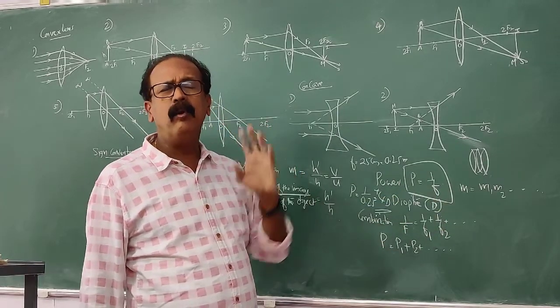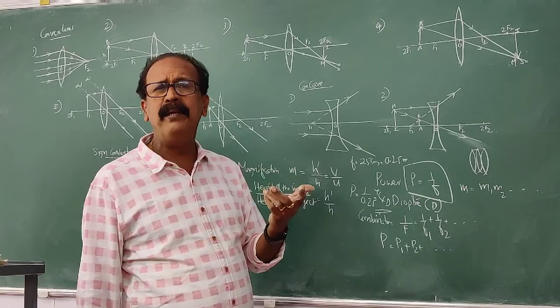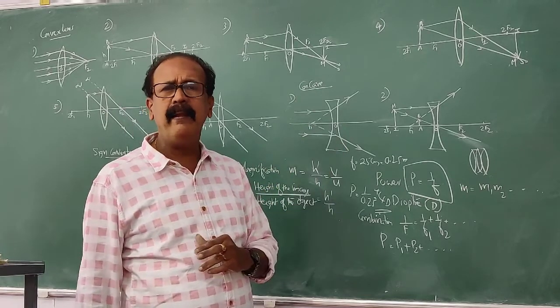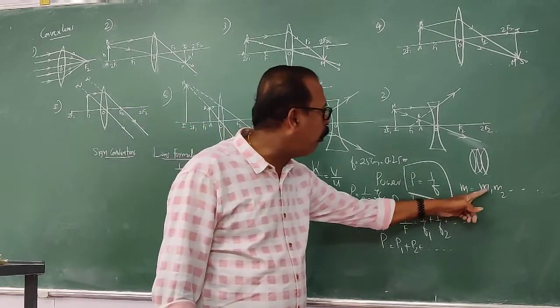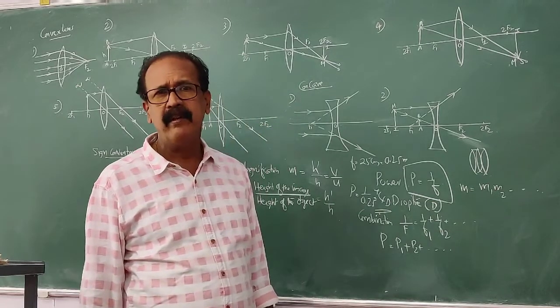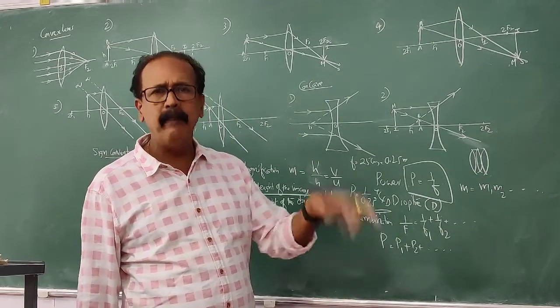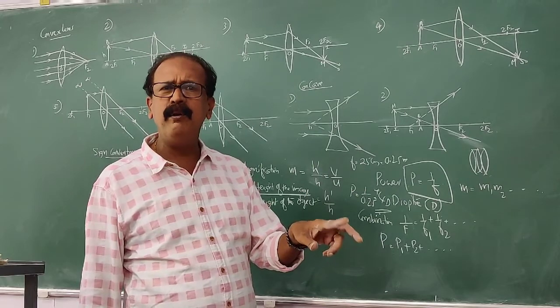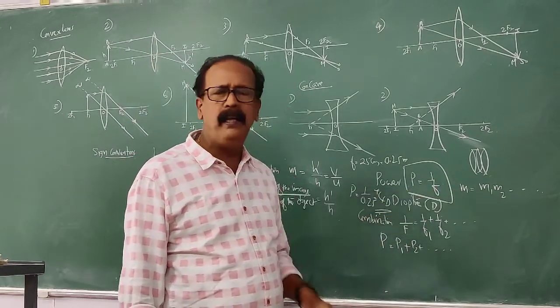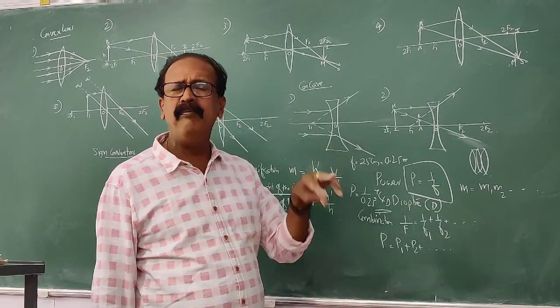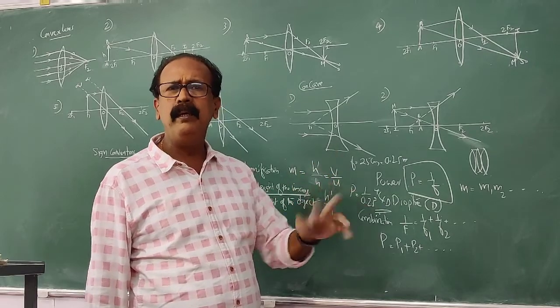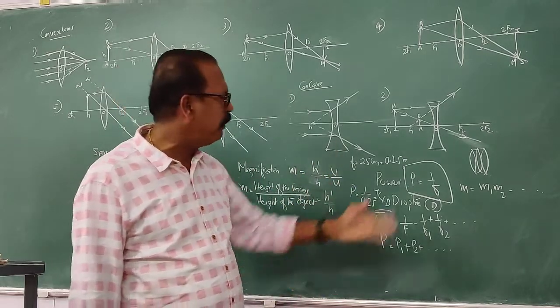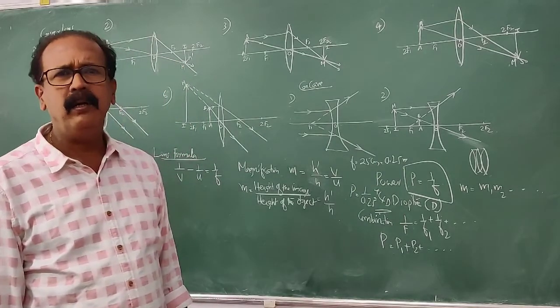And what will be the net magnification of the combination? Lenses combined, what is the net magnification? It is the product of the magnifications. M1 into M2 into M3 into, like that. Whatever lenses you use, the net magnification will be the product of their magnifications. M1 into M2 into M3 into any number of lenses you use, that will be the corresponding formula.